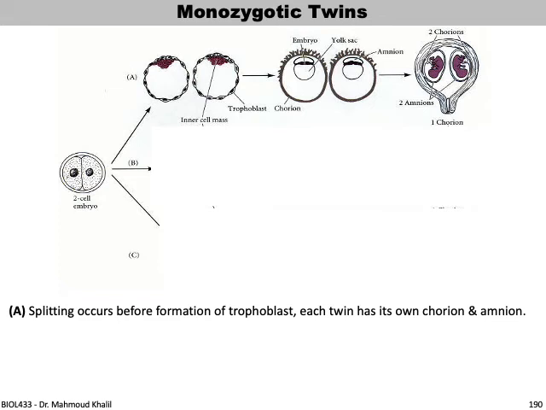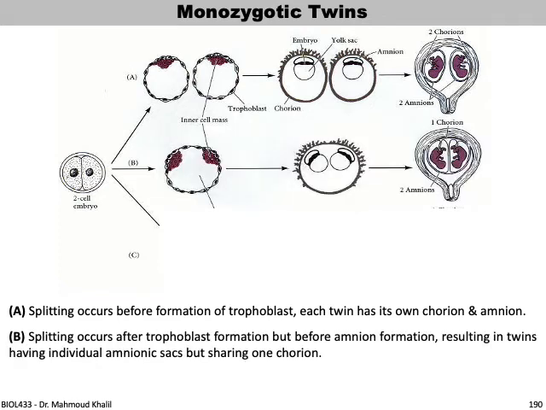We'll talk briefly on the types of monozygotic twins. So you have three major developmental fates that lead to twins. In the first case, a splitting of the embryo at the two-cell stage occurs before the formation of the trophoblast. Each twin by the end will have its own chorion and its own amnion. So you can see a twin having its own chorion and amnion.